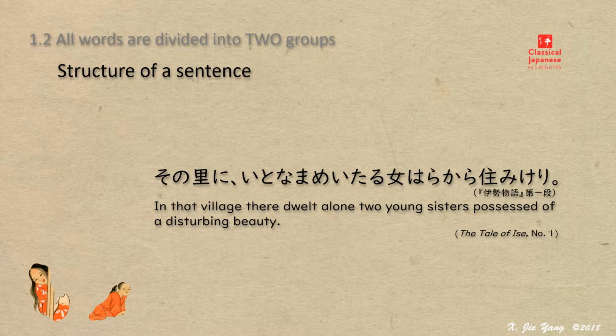その里に糸生めいたる女腹から墨蹴り. A very beautiful English translation reads, In that village, there dwelt along two young sisters, possessed of a disturbing beauty. You can also try to adapt this sentence into modern Japanese. その村に大変輝いた女兄弟が住んでいた.